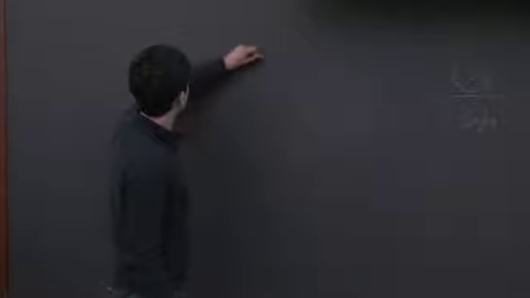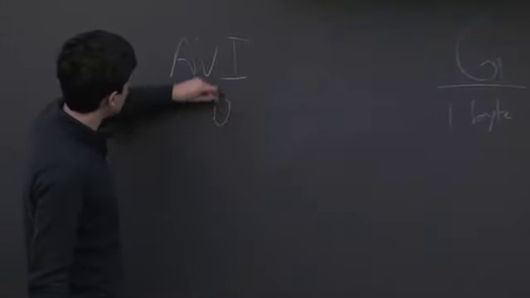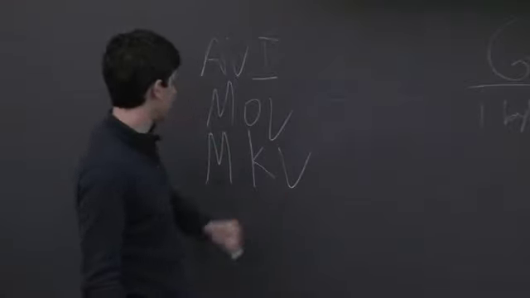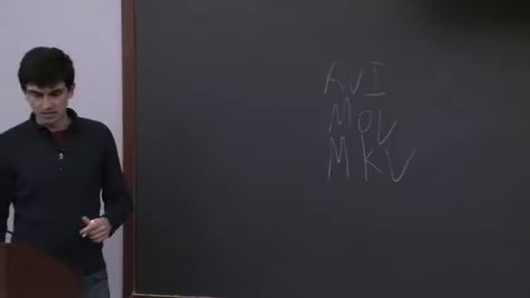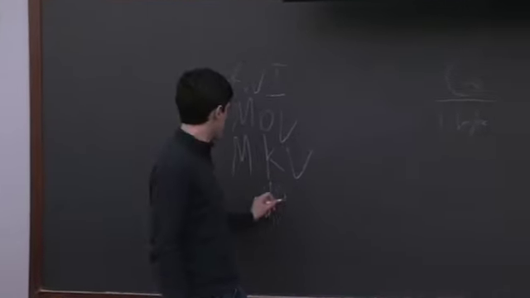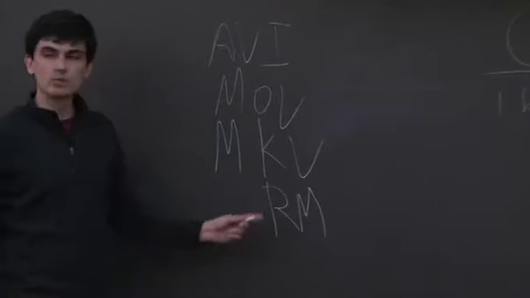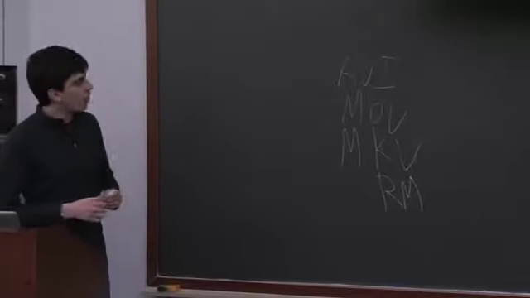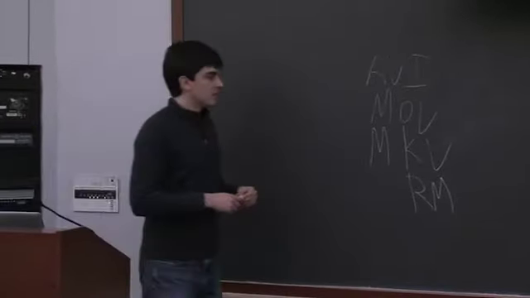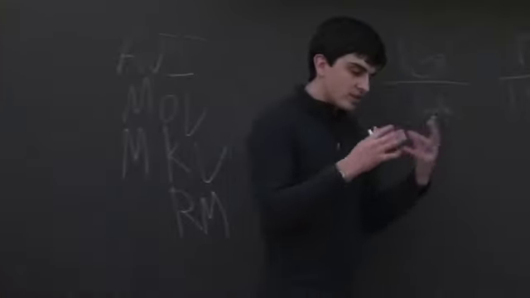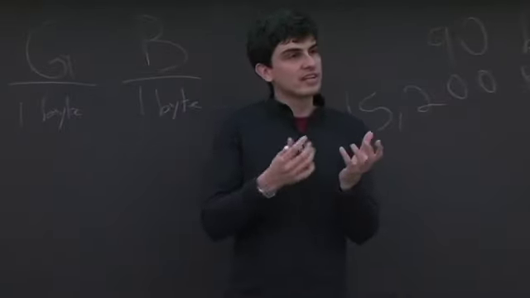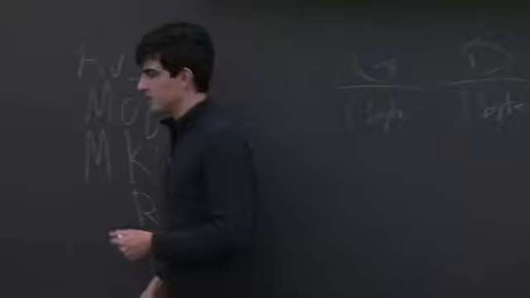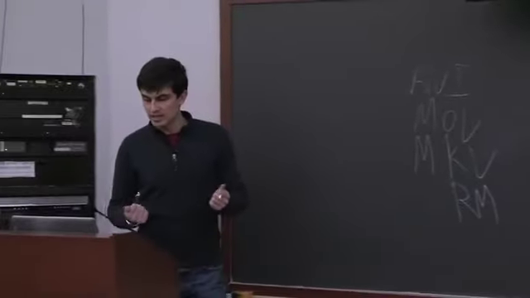AVI is one of them, for example. MOV is a QuickTime file type. MKV is kind of popular these days. RM, which luckily we're not using very much anymore, is for Real Media, RealPlayer, that sort of stuff. And all of these probably contain within them something like a video file and an audio file as well. Each of these wrappers might then have some different type of file contained within it.